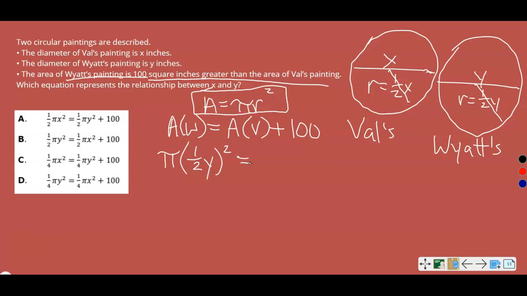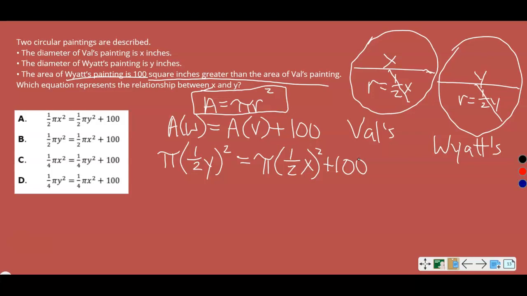And then the other side is the area of Val's painting. So it's going to be same formula, pi r squared. Pi times the radius for Val is 1/2 x. And then that's squared. And it has to be in parentheses because both the 1/2 and the variable have to be squared. And then don't forget that one has plus 100. So the area of Wyatt's painting is 100 square inches greater than the area of Val's painting. So we know we can set those two expressions equal.